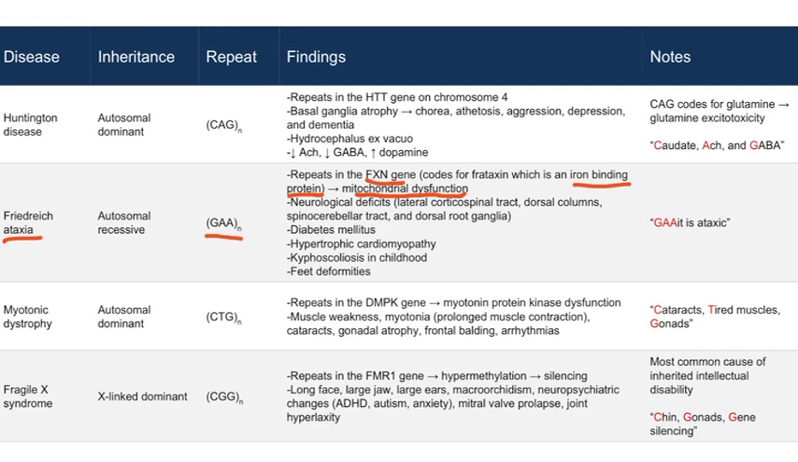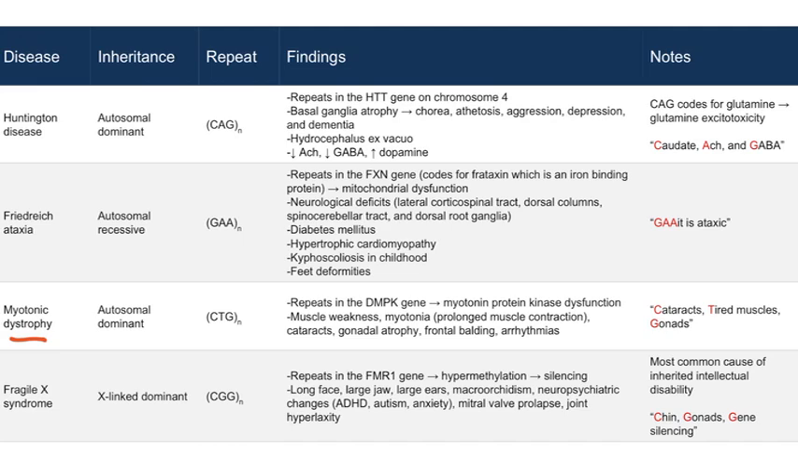The neurological deficits can be explained by understanding the various pathways that are affected. However, perhaps the most important neurological symptom to remember is ataxia, hence the name Friedreich ataxia. The trinucleotide repeat can be remembered with the mnemonic gait is ataxic. Notice that the GAA in gait corresponds with the GAA repeat.